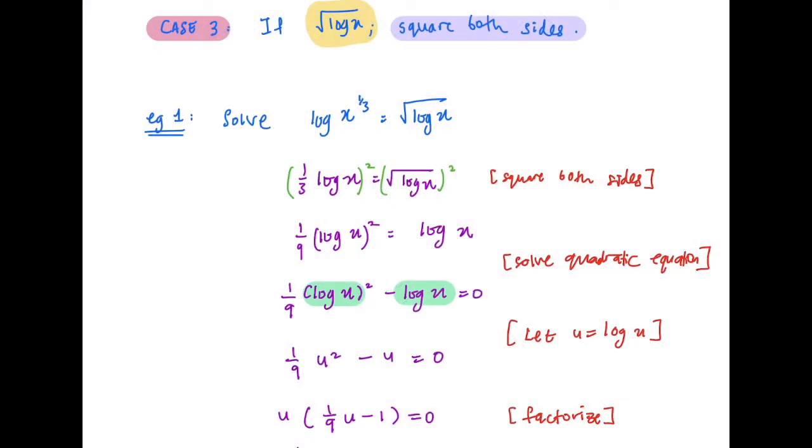Let us together see case 3. This is when you have a square root of a log function. In order to get rid of the square root, you must square both sides. Now let's see example 1.